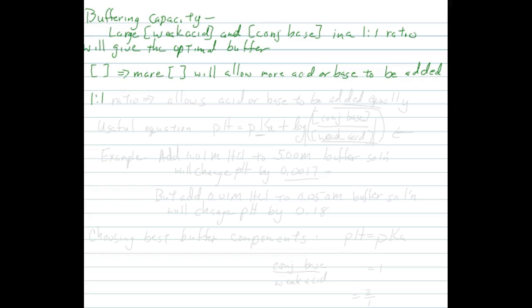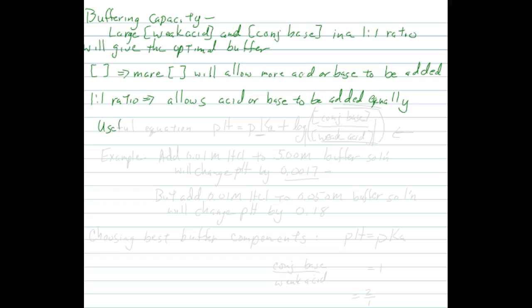The 1-to-1 ratio allows both the acid or the base to be added equally. That means you're centered in the buffered solution area. You're centered in the buffered area. That means you're equally far away from using up all the acid. You're also equally far enough away from using up all the conjugate base.